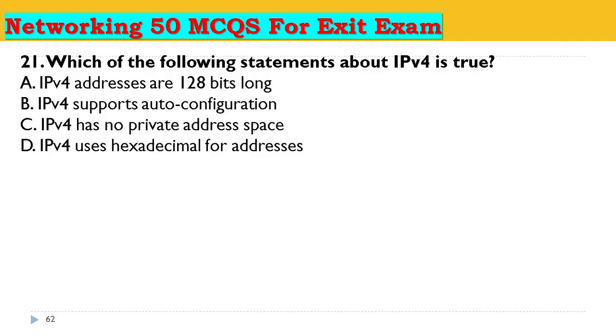Question 21. Which of the following statements about IP version 4 is true? IP version 4 addresses are 128 bits long. It's false, it's 32 bits only. IP version 4 supports auto configuration. IP version 4 has no private address space. It has hexadecimal for address. The correct answer is B, which supports auto configuration.